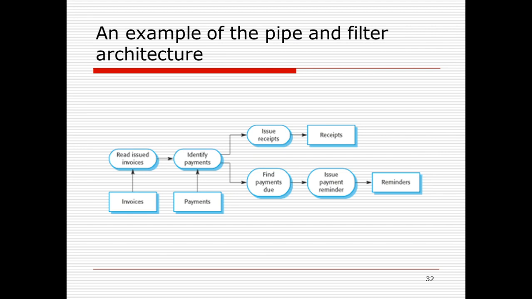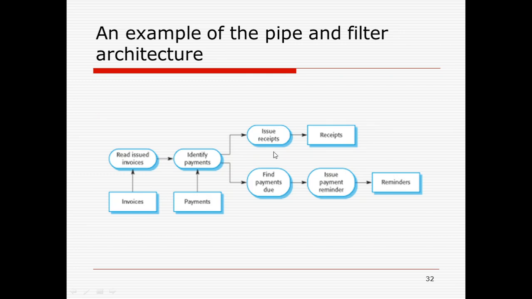So this is the example of the pipe and filter architecture for invoice processing. This is one filter, suppose, that is read issued invoices. It takes the invoices from the invoices repository and does the processing. These inputs come to the filter and it does the processing, and the output goes through the pipe to another filter, which is identify payments. It also takes inputs from the payment repository, and then two pipes are passed. One goes to the filter issue receipt, another goes to the filter find payment due.